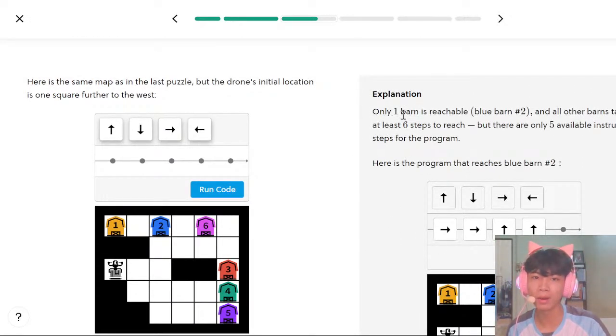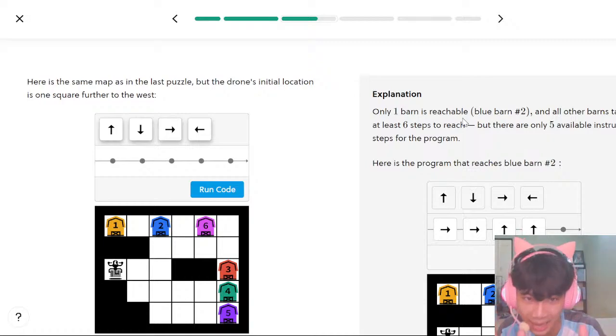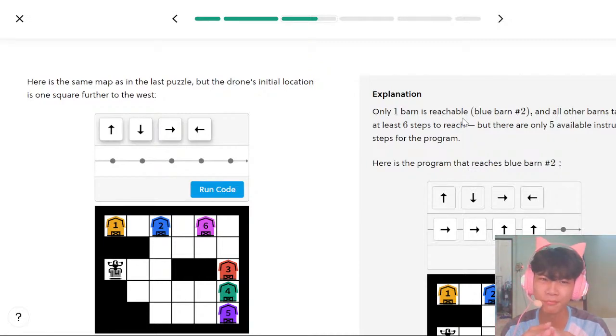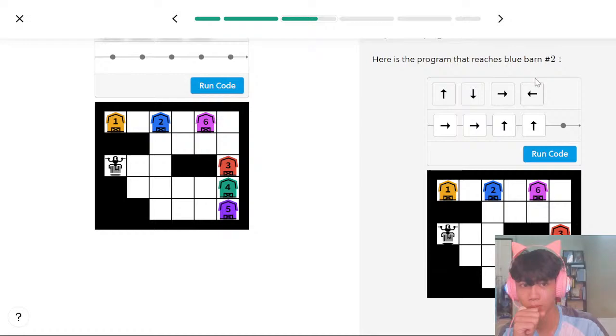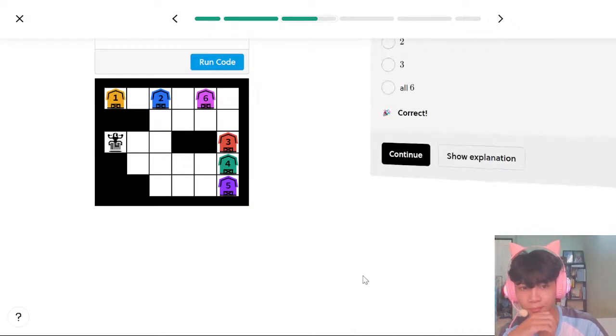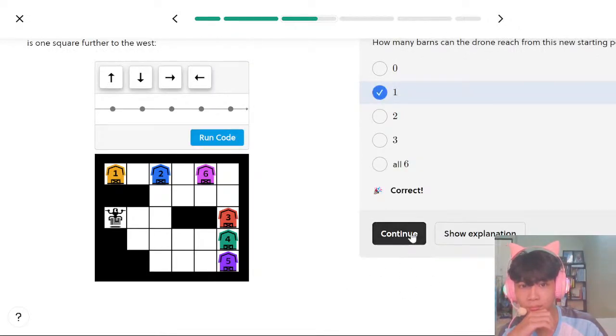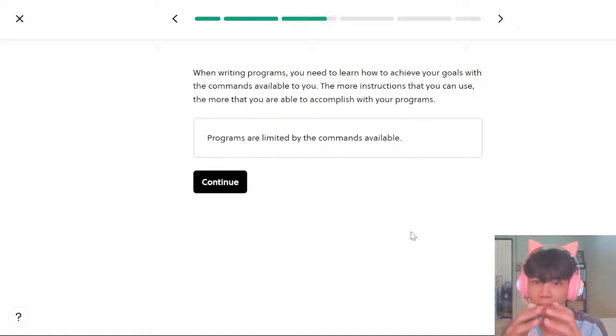Only one barn is reachable, the blue barn. All other barns take at least 6 steps to reach, but there are only 5 available instruction steps for the program. Here is the program that reaches blue. Okay, understand? When writing programs, you need to learn how to achieve your goals with the commands available to you.